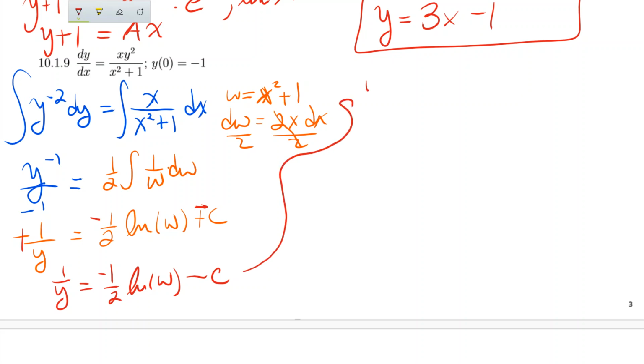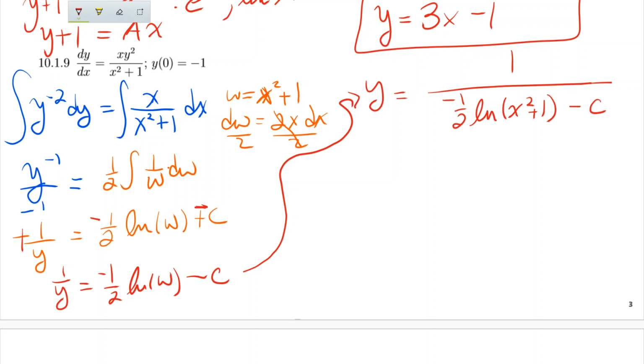Because that'll get y up top. So y is 1 over negative 1/2 the natural log of, okay, let's remind ourselves what w is, x squared plus 1 minus c. There you go, minus c. You really don't have to do minus c, you can do plus c. Alrighty, now we need to put in our point. So y equals negative 1 when x is 0, so this is really the point (0, -1). Let's put some values in.